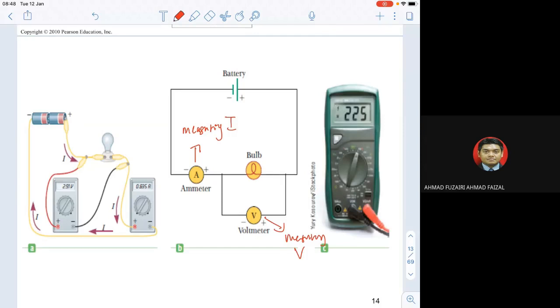Okay, and how to connect an ammeter and voltmeter. So the one that we have now, we cannot put the voltmeter at the ammeter in a single circuit. Why? Because a voltmeter will measure the voltage or electric potential, but an ammeter will measure the current. So how can we get the current here?